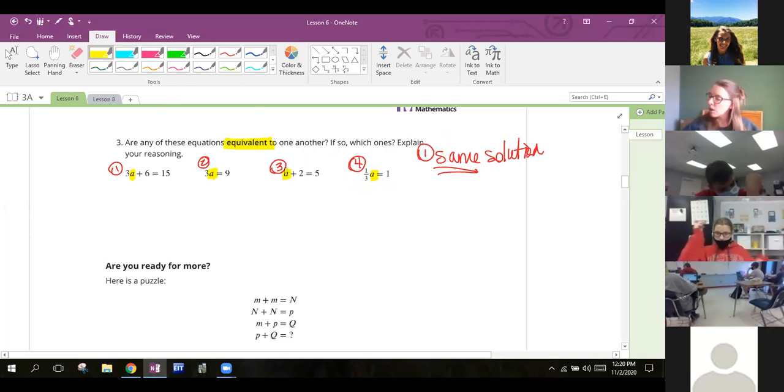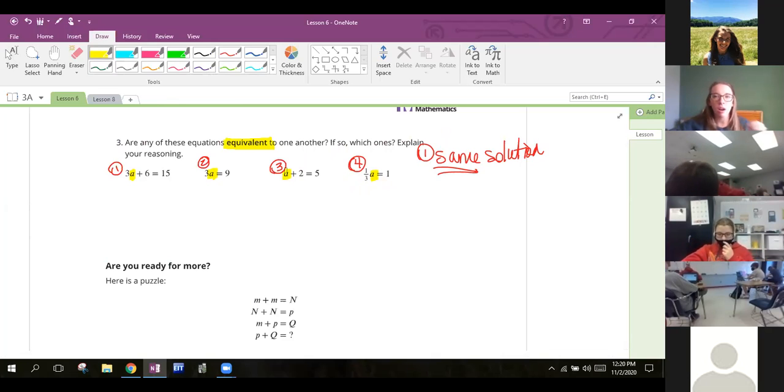Okay, so I'm going to give y'all about 2 minutes. I want you to solve those, and I want you to determine if any of those 4 equations are equivalent. And if so, send it to me in the chat when you finish. All right, I'm going to give you about 2 minutes. Ready, go.